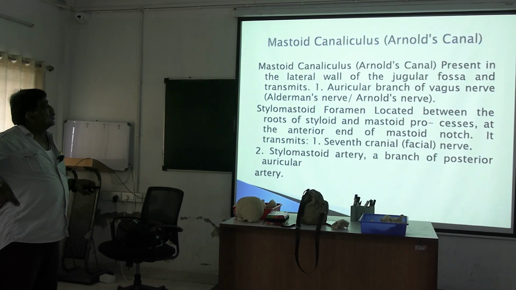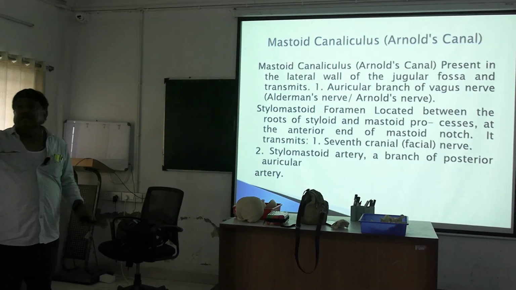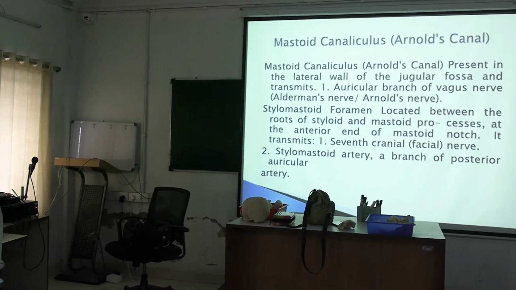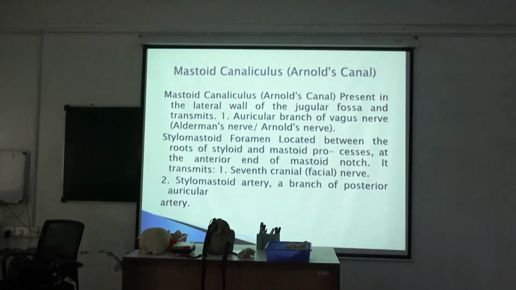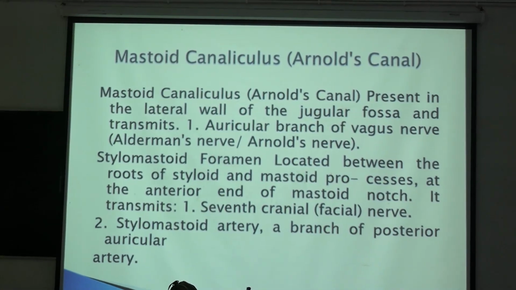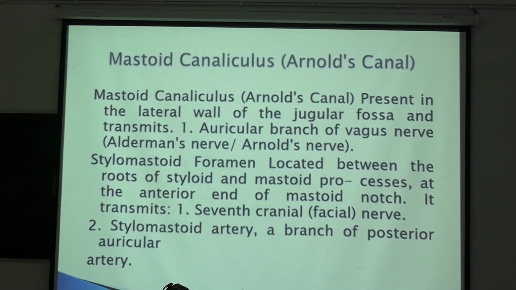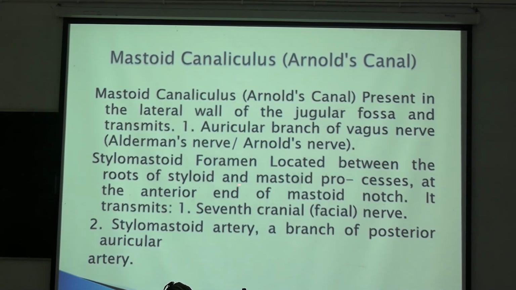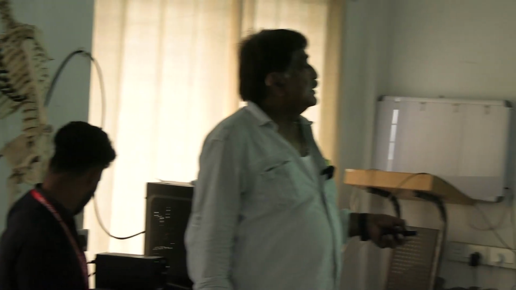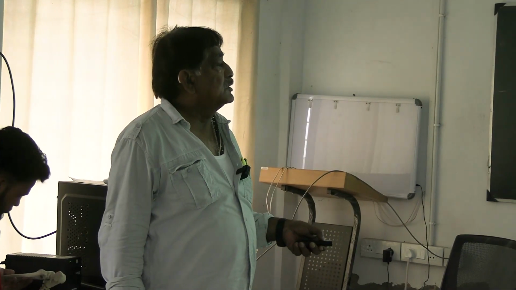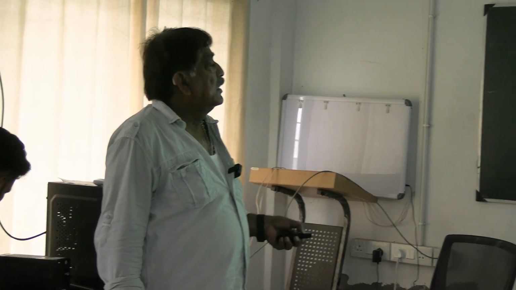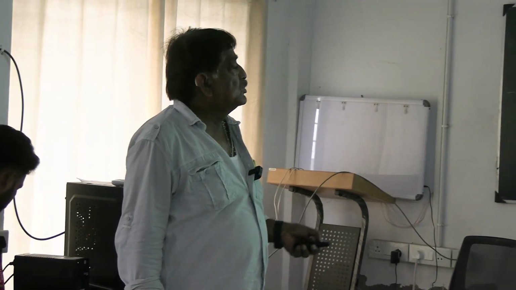The stylomastoid foramen is located between the roots of the styloid and the mastoid processes, at the anterior end of the mastoid notch. It transmits the seventh cranial nerve, the facial nerve. I showed you in the lecture, in two slides, how the seventh nerve goes to the styloid. Now, the stylomastoid artery, a branch of the posterior auricular artery. These two structures are passing.